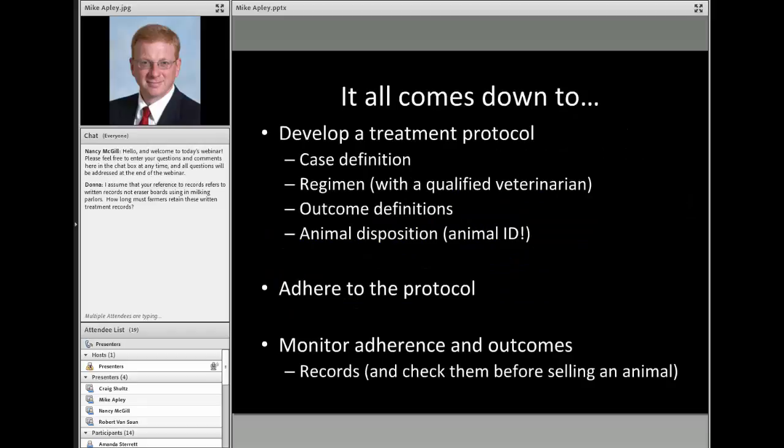So in conclusion, I think it all comes down to developing a treatment protocol. This involves the definition of what you're going to treat, the regimen developed with a qualified veterinarian, the outcome definitions, meaning how am I going to decide this animal is a success or a failure, and then the animal disposition. What are we going to do with her if she's a success? How do we maintain the withdrawal period? And then what do we do with her if she fails the treatment? And animal ID is so incredibly important. Adherence to protocols, and then monitoring adherence and outcomes through records, and be sure to double check those records before selling an animal.